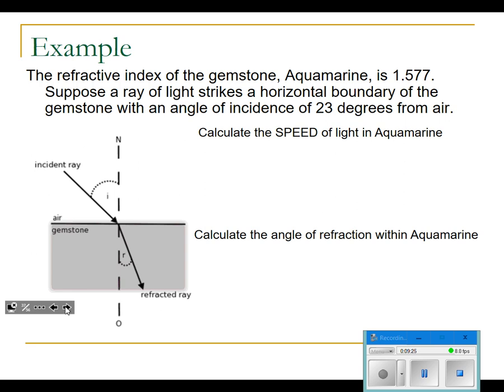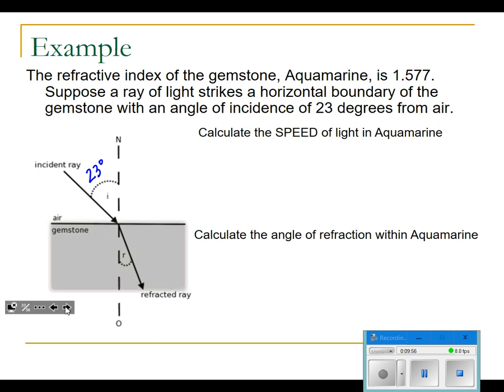So I have an example problem, and this is actually in your notes as well. The refractive index of the gemstone aquamarine is 1.577. Suppose a ray of light strikes a horizontal boundary, which again is that interface of the gemstone, at an angle of incidence of 23 degrees from the air. I recommend drawing the picture. Lots of times seeing it helps you. So this angle of incidence right here is 23 degrees.